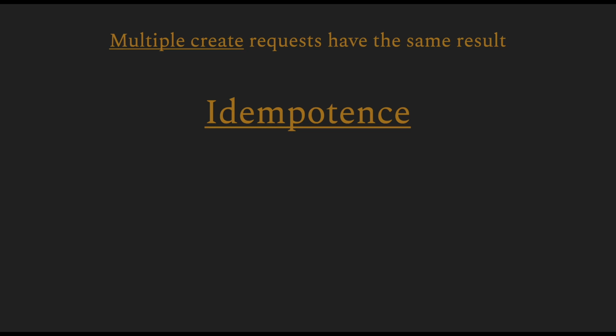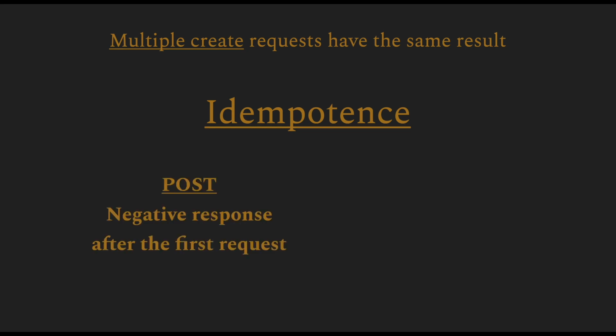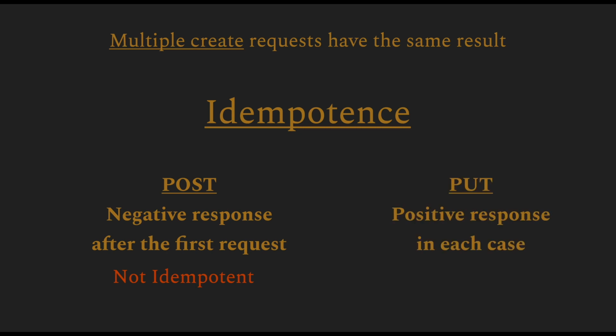And some requests are not idempotent. So post, for example, you get a negative response after the first request, and hence it's not idempotent. But in put, you get the exact same positive response in each case, and hence put is idempotent. And that's the difference between the two requests.